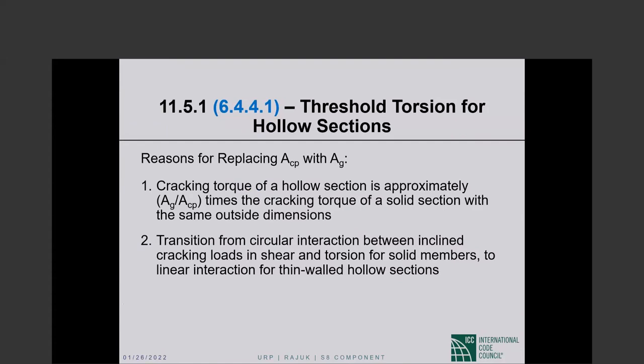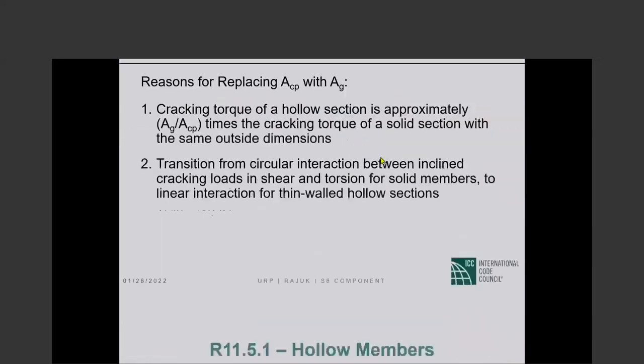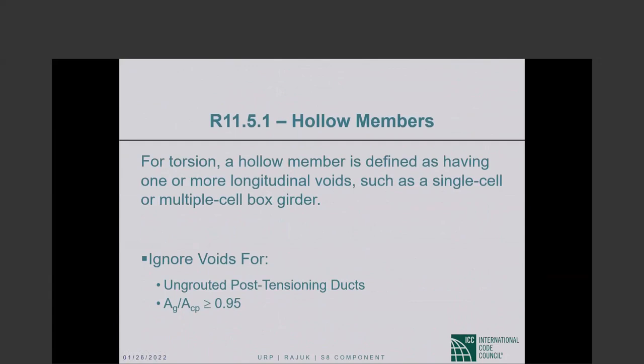Why do we replace A sub CP with A sub G for a hollow section? The cracking torque of a hollow section is approximately A sub G over A sub CP times the cracking torque of a solid section with the same outside dimensions. So this is why it is important to do what is suggested here: for hollow sections, replace A sub CP with A sub G.